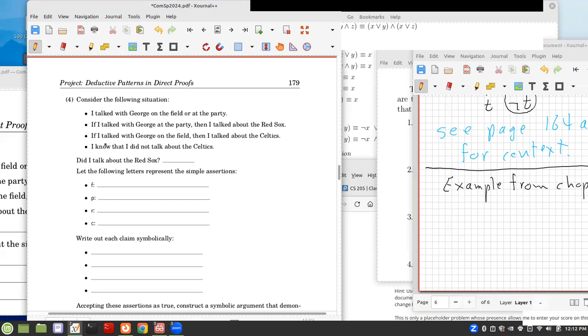Oh, well, actually, this is 4 premises and the conclusion. We want to know a result here. If I talked with George on the field or at the party, I talked with George at the party. If I talked with George at the party, then I talked about the Red Sox. If I talked with George on the field, then I talked about the Celtics. And I know that I did not talk about the Celtics. So the question is, did I talk about the Red Sox? Well, it seems that you did, because you didn't talk about the Celtics. So let's tentatively answer yes, and proceed with the argument and see.